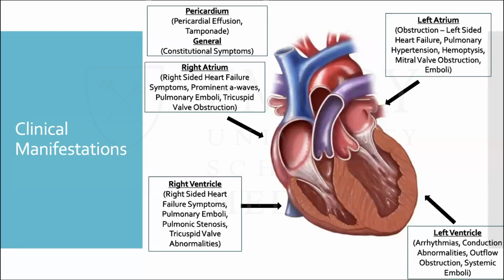So as you'll see, certain tumors have a predilection to certain areas of the heart, and so tumors in the right atrium or the right ventricle, as you might suspect, would cause right-sided heart failure symptoms like hepatomegaly, ascites, elevated JVD. Additionally, they may cause pulmonary emboli. Tumors on the left side of the heart would cause more left-sided heart failure symptoms, such as pulmonary edema, orthopnea, PND.